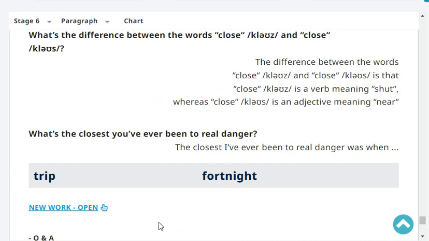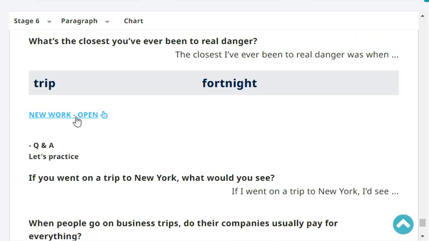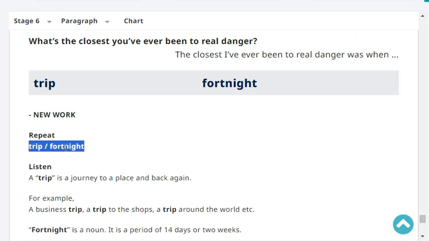What's the closest you've ever been to real danger? The closest I've ever been to real danger was when I was almost hit by a car. Very good.